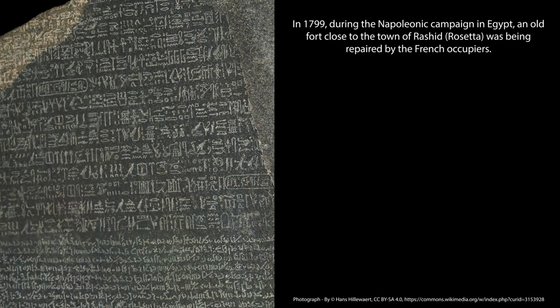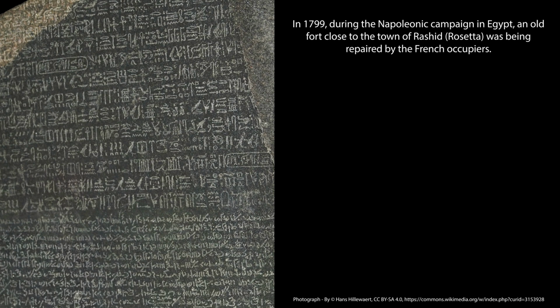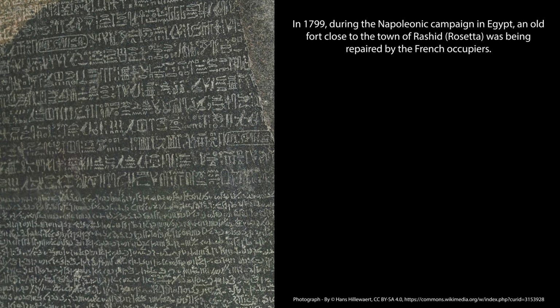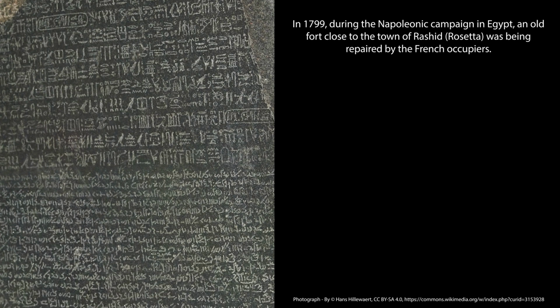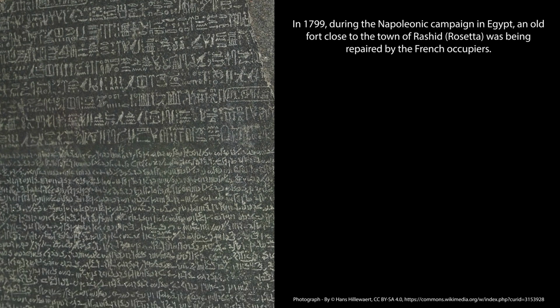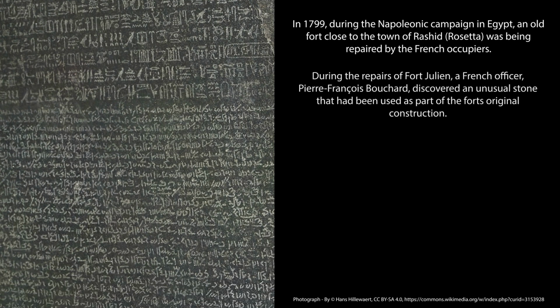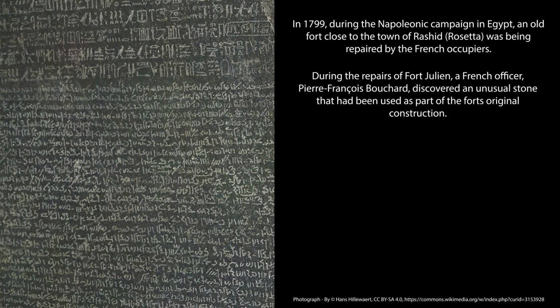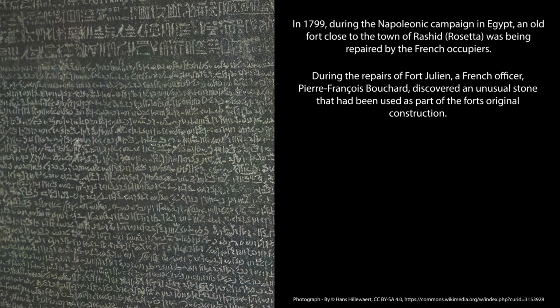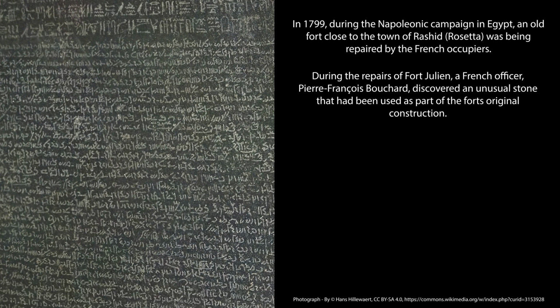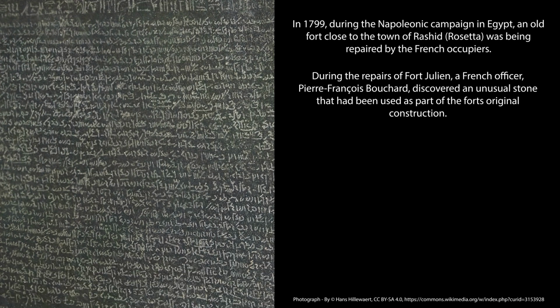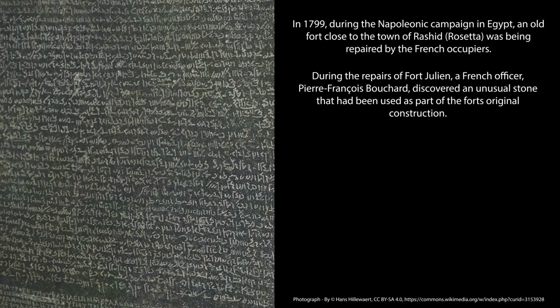In 1799, during the Napoleonic campaign in Egypt, an old fort close to the town of Rashid was being repaired by the French occupiers. During the repairs of Fort Julian, a French officer, Pierre-François Bouchard, discovered an unusual stone that had been used as part of the fort's original construction.